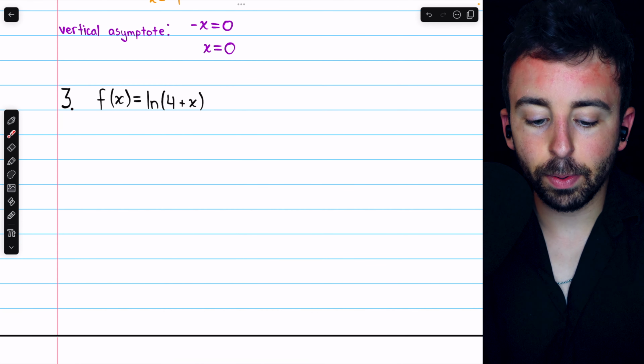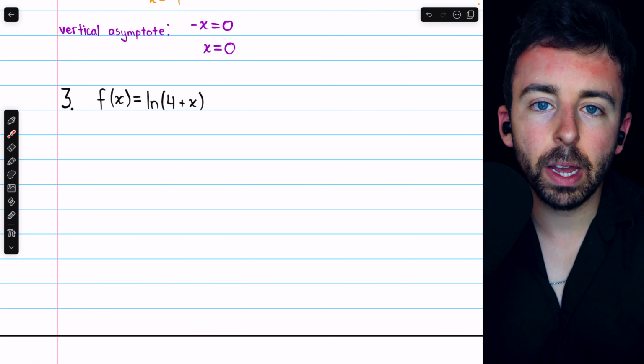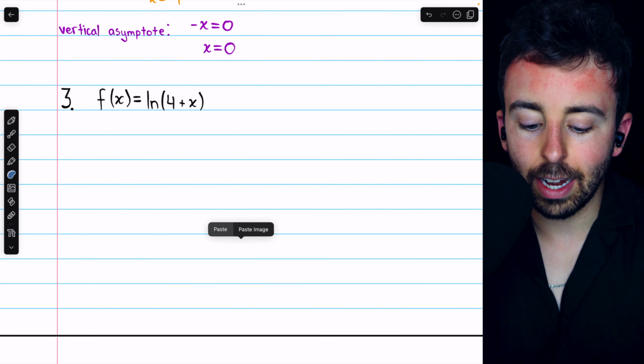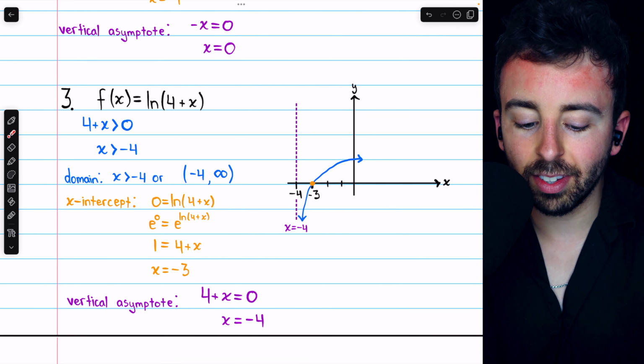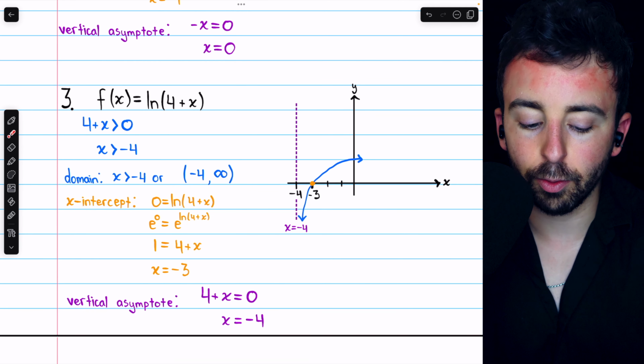All right, last example, f of x equals ln of 4 plus x. If you haven't yet, you might want to try this one on your own. I'm going to put the solution on screen now. For the domain, we take the argument 4 plus x and set it greater than 0. Subtract 4 from both sides, and we find the domain is all x values greater than -4.